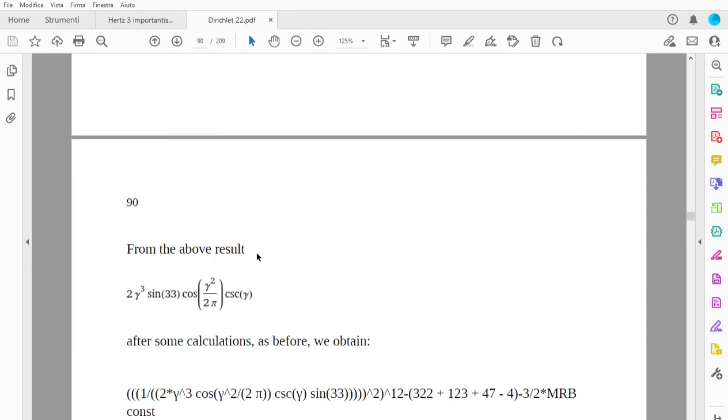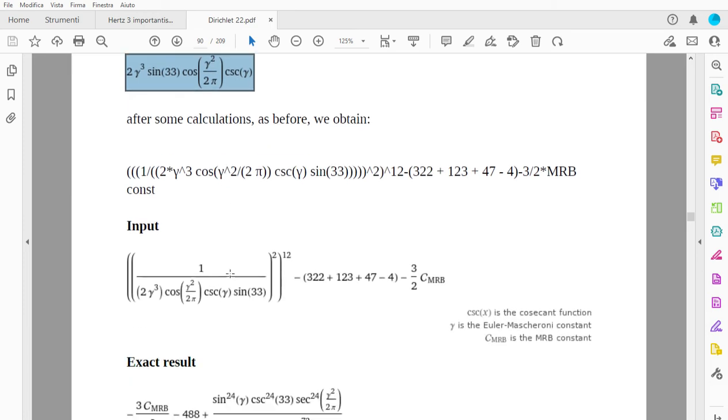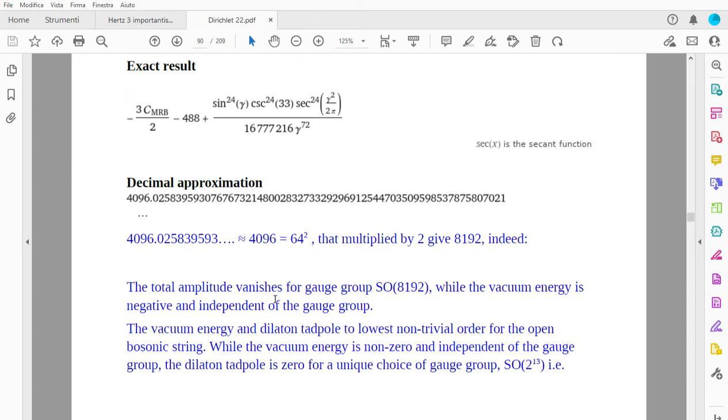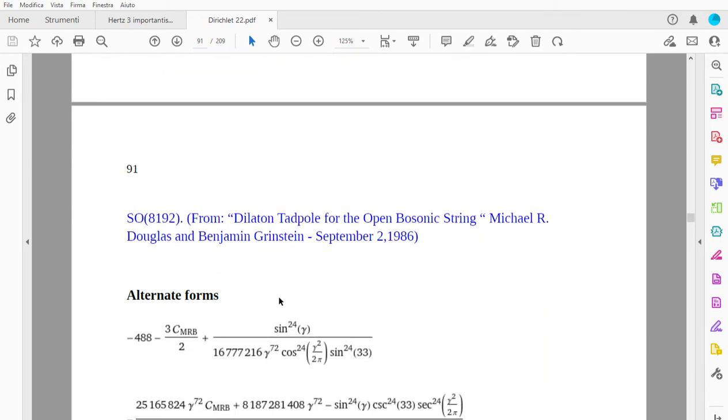As from the above result, after some calculation as before, we obtain this result, practically a number very near to 4096, that multiplied by 2 gave 8192. That is the gauge group SO(8192), fundamental for the open bosonic strings.